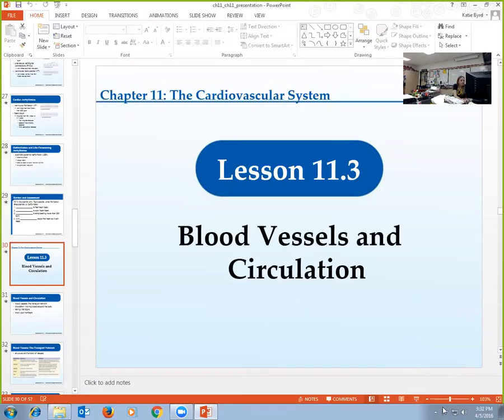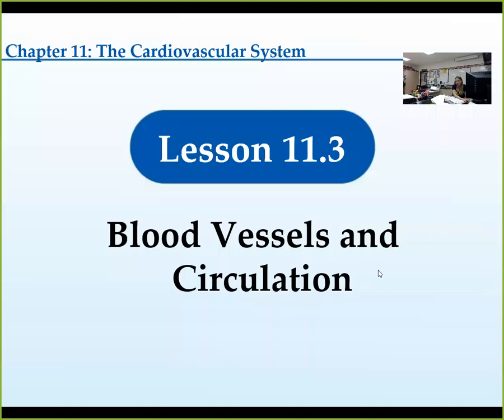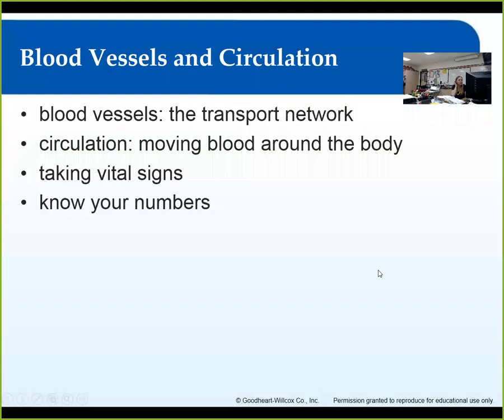Okay, so grab your books and let's talk about some of this stuff. So we're going to talk about blood vessels, circulation. We're going to talk about fetal circulation while the baby's still in the womb, vital signs. Some of you guys are getting this in Principles of Health Science. And then just your, like, normal heart rate and things like that.